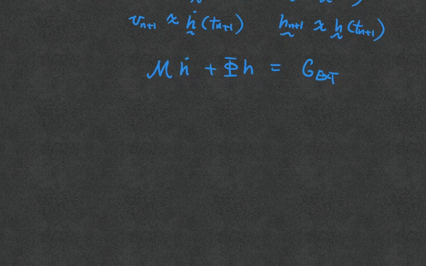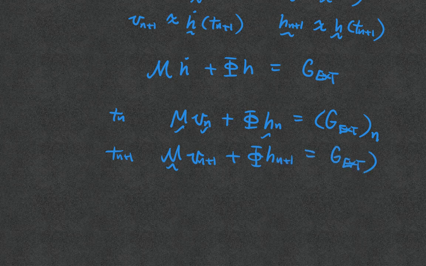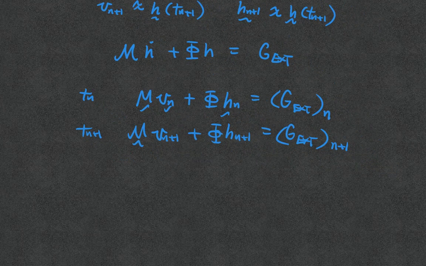Now, I will take two instances. At Tn, I would have M vn plus omega hn equals g ext n. That n is actually just a sampling of the external term g at n time. And then I will have n plus 1 time, which is giving me M vn plus 1 plus omega hn plus 1 equal to g ext n plus 1. Okay, so far so good.